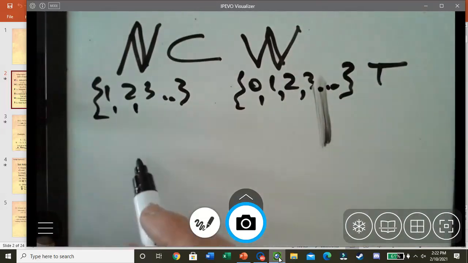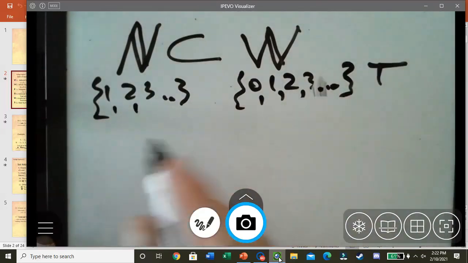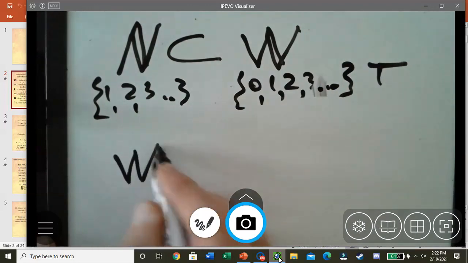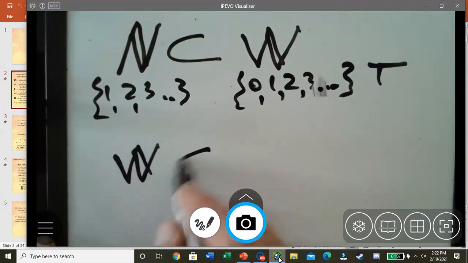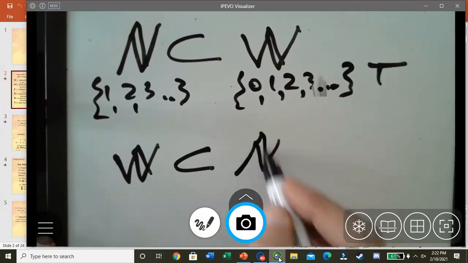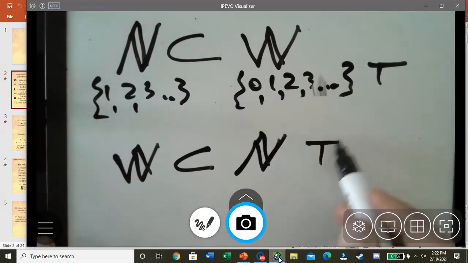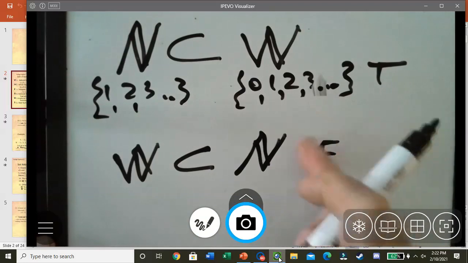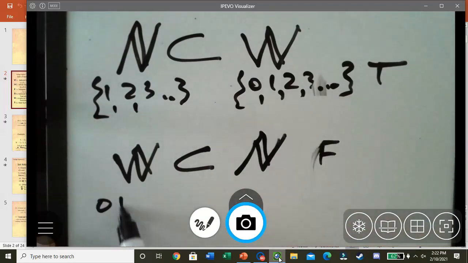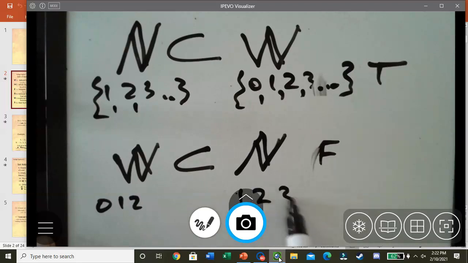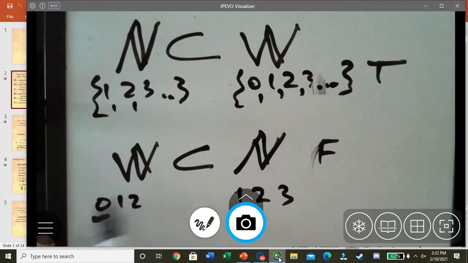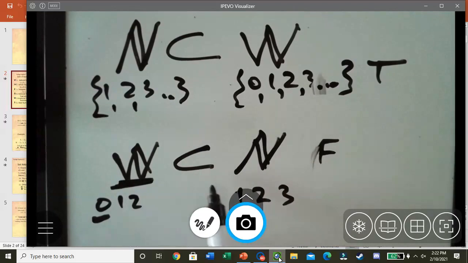But can we say, now they didn't ask this on the PowerPoint, but I'm asking it, can we say that whole numbers is a subset of the natural numbers? That is false, because you have 0, 1, 2 here and we have 1, 2, 3. So 0 is not part of the natural numbers. So everything in the first set has to be in the second in order for it to be a subset.